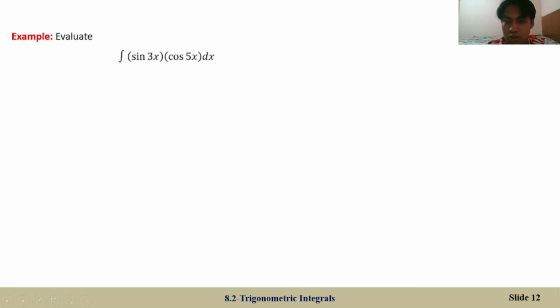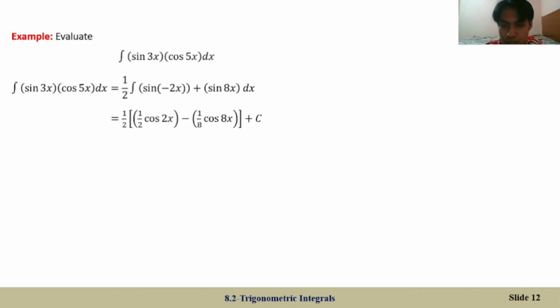Integral of sine 3x cosine 5x dx. Using the identities from the last slide, we'll be able to transform this integral into a new one, which is 1 over 2 times the integral of sine minus 2x plus sine 8x dx. The new angles come from 3 minus 5, which gives minus 2x, and 3x plus 5x, which gives 8x. From then on you'll be able to just do basic integration and you will get your answer, which is here.